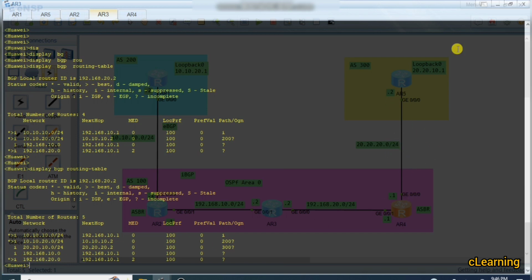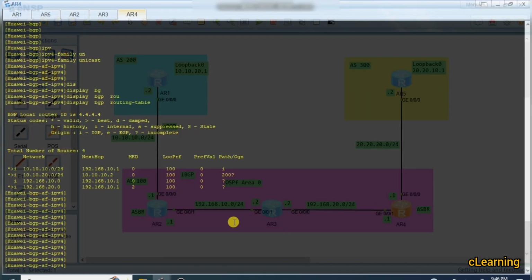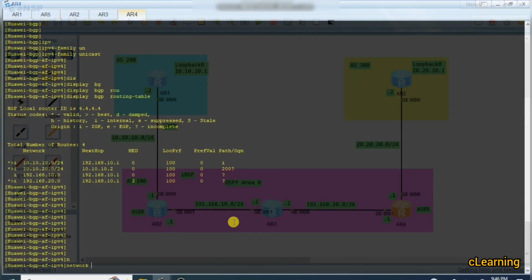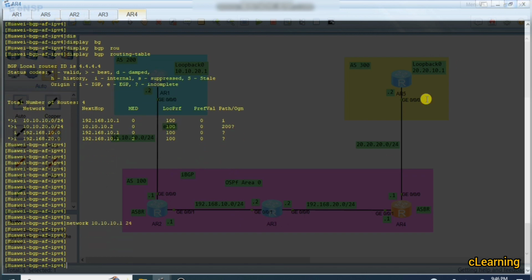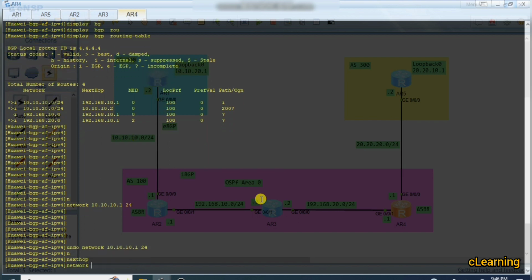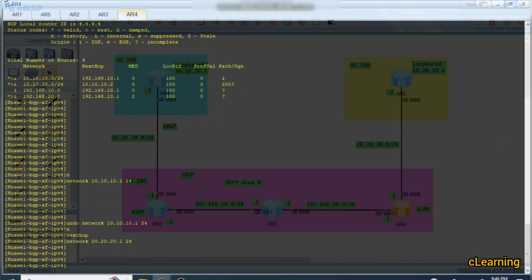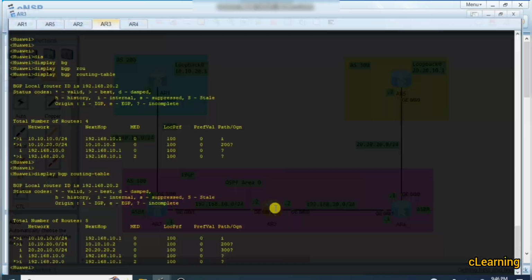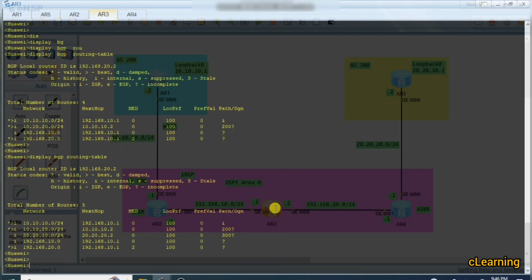20.20.20.0 network does not exist. Why? Because here we didn't give the network command, network 20.20.20.1 and 24. Sorry, it's not 10.10, it's 20.20. Okay, undo. Now network 20.20.20.1 and 24. Now you will see here this 20 route will exist.